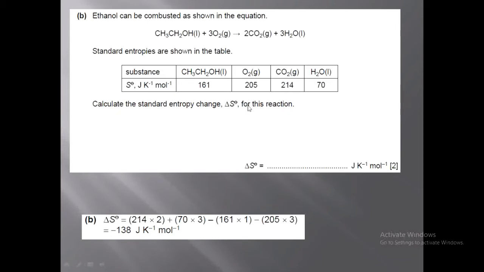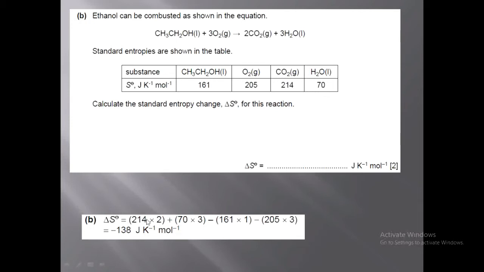For the standard entropy calculation, we know the formula. The standard entropy change is equal to the entropy of the products minus the entropy of the reactants. I've given the answer at the bottom of the slide. You can see that the product is basically 2 carbon dioxides, so 2 is multiplied by 214, plus 70 for the water multiplied by 3, minus 161 for ethanol, which has only 1 mole in the equation. Then minus the reactant, 205 multiplied by 3. 205 represents the oxygen. So we get an answer of minus 138 joules per mole Kelvin.